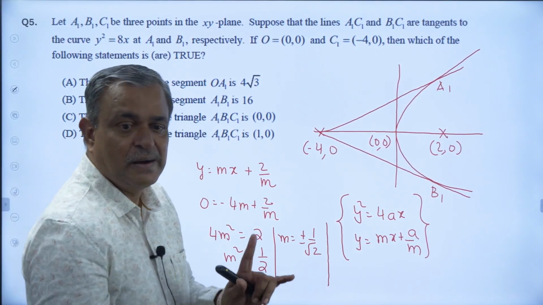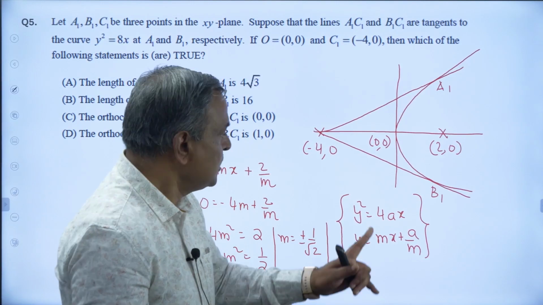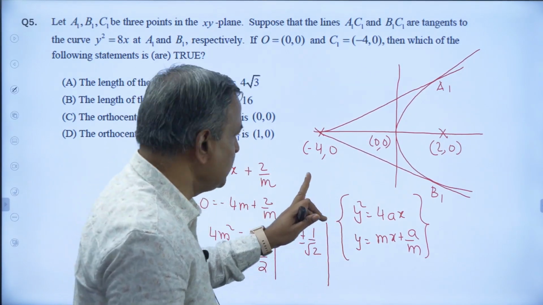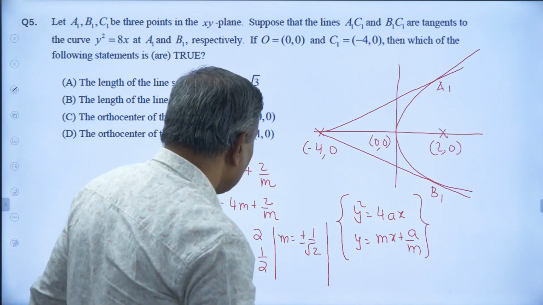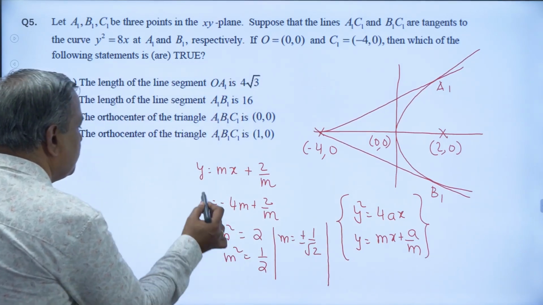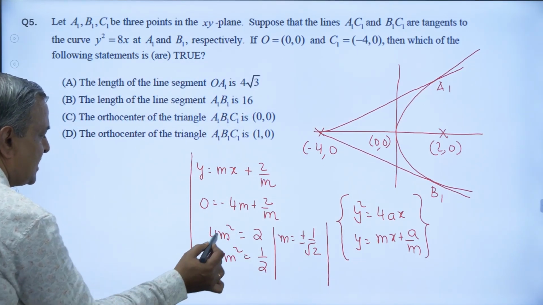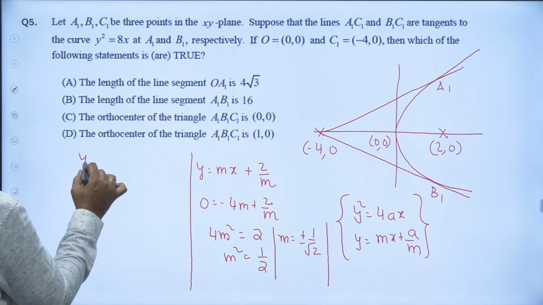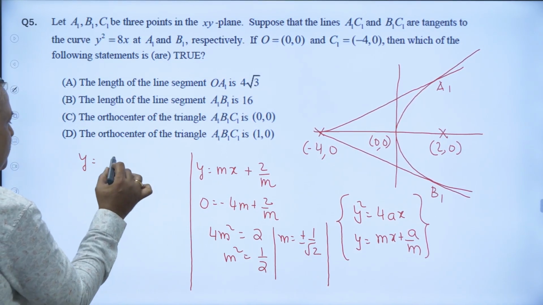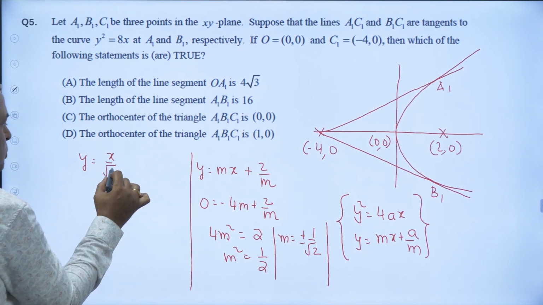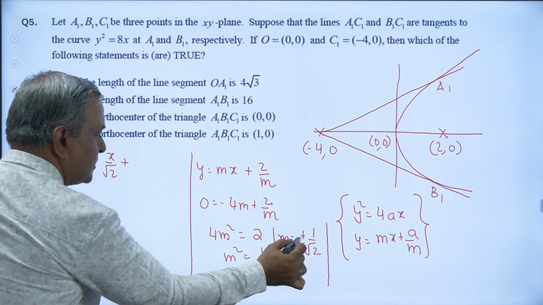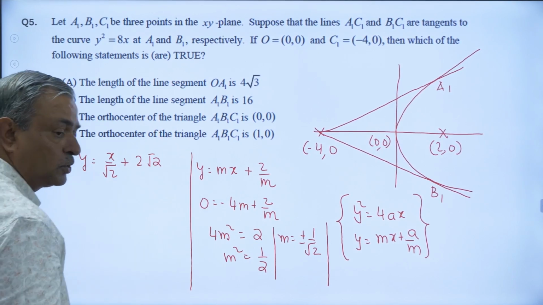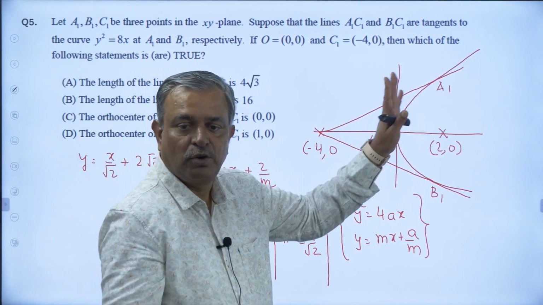See, I have not read the complete question, so whatever information we are writing here. We got the tangent equation. What is the tangent equation? We take m equal to plus 1 by root 2, so y is equal to x by root 2 plus 2 root 2. This is the tangent equation, we got it.